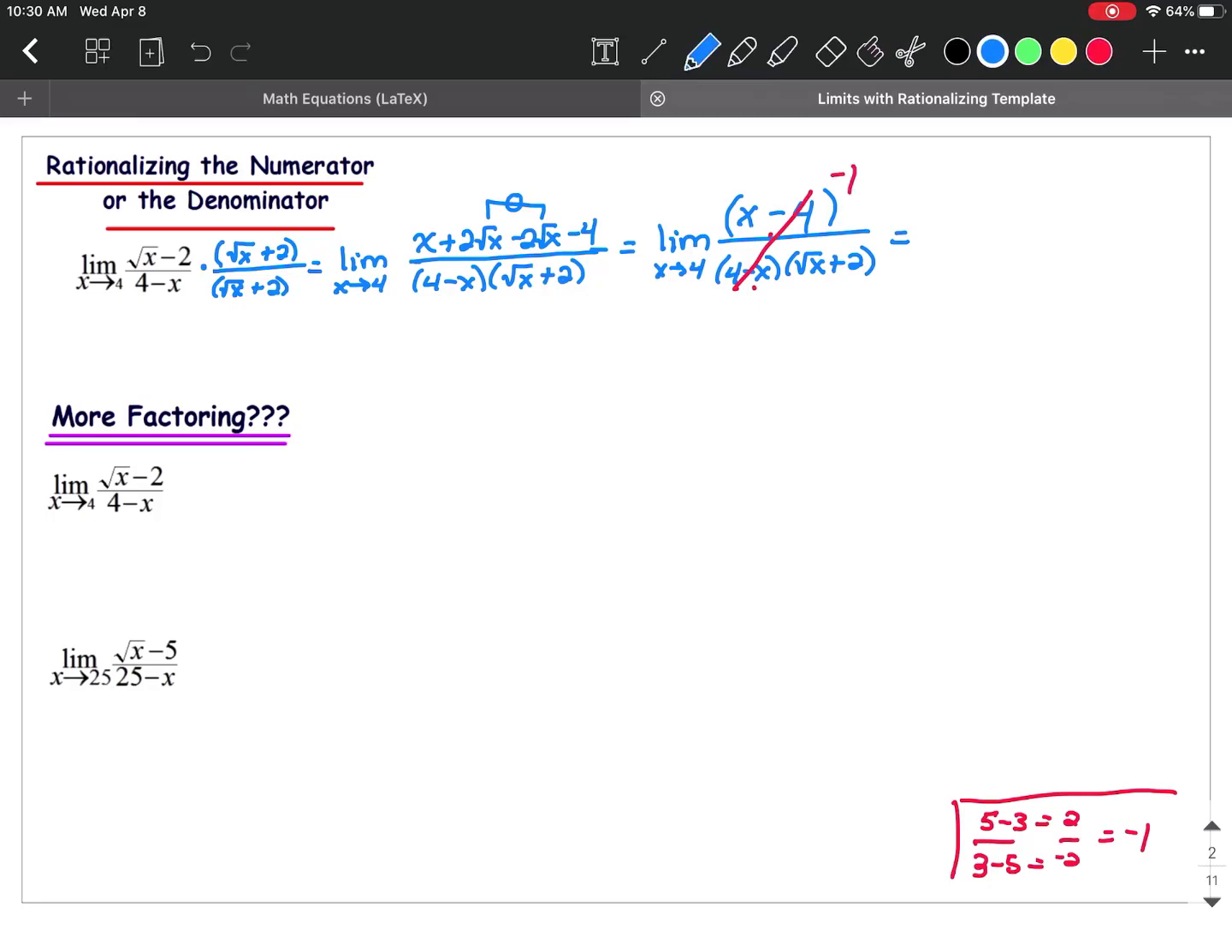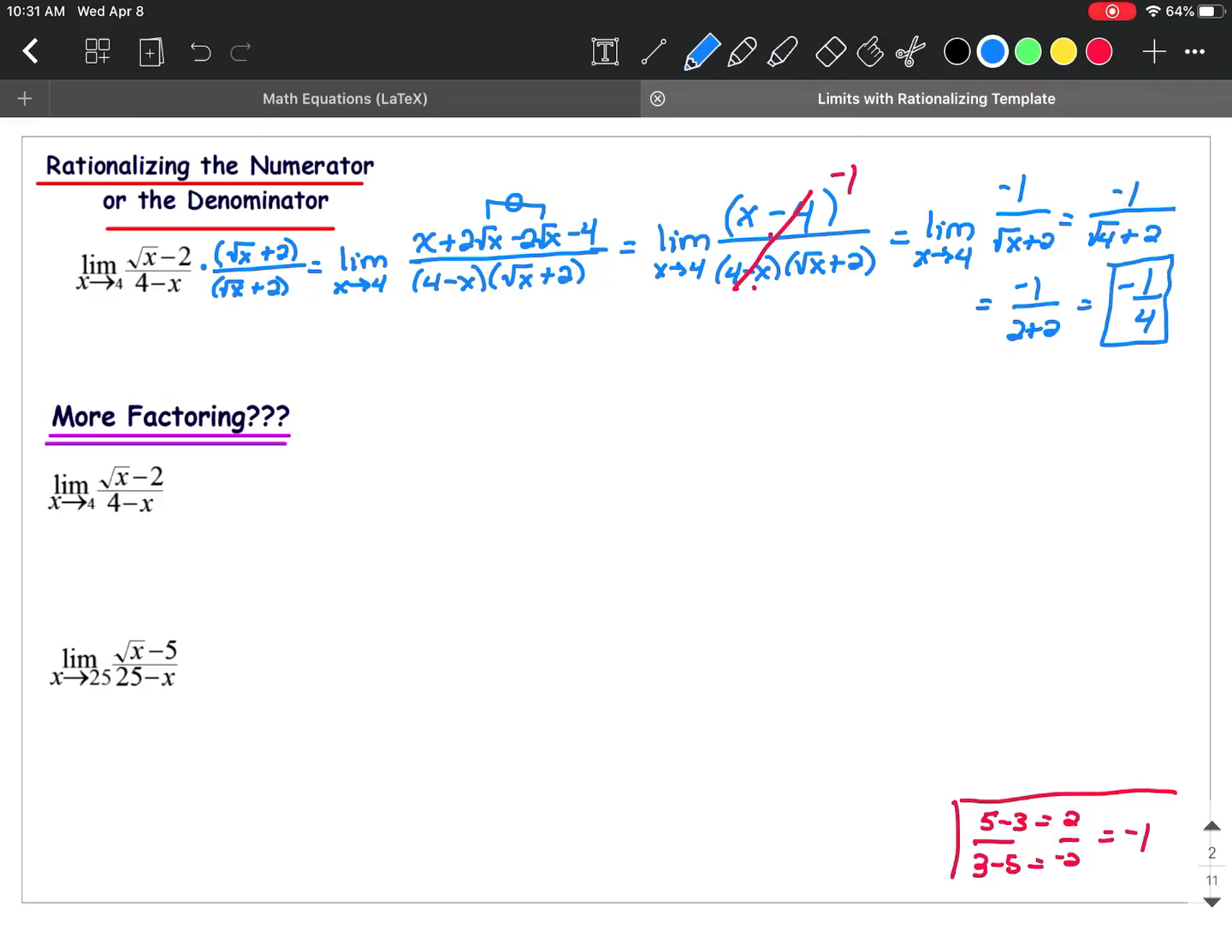Okay, so now we have the limit as x approaches 4 of negative 1 over the square root of x plus 2. We can do substitution. Negative 1 over the square root of 4 plus 2. That's negative 1 over 2 plus 2, or negative 1/4. Yay, you did it with rationalizing.